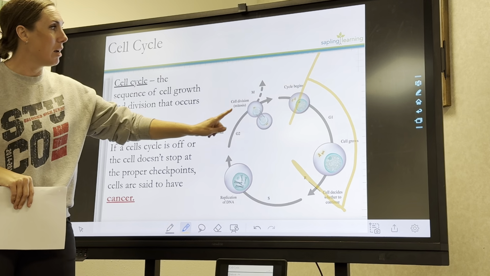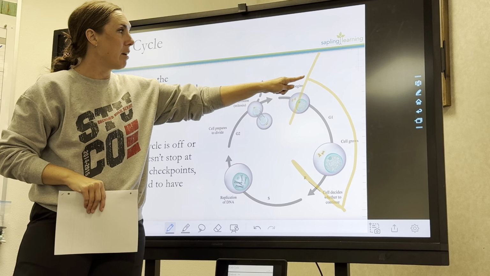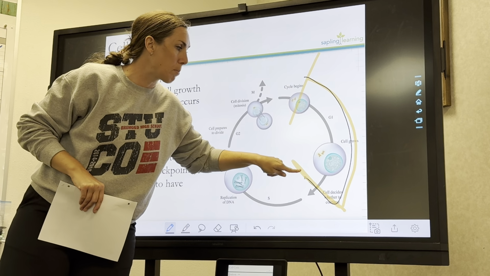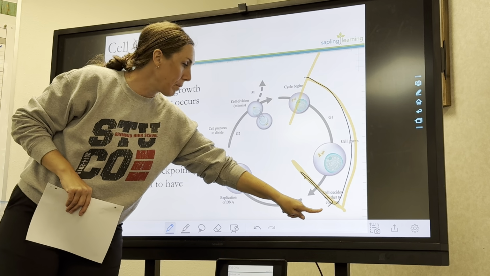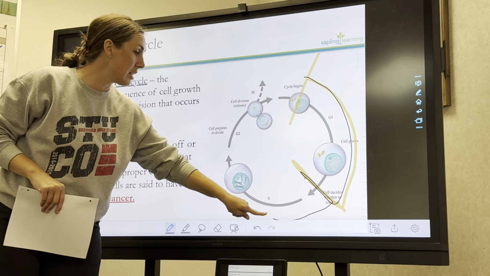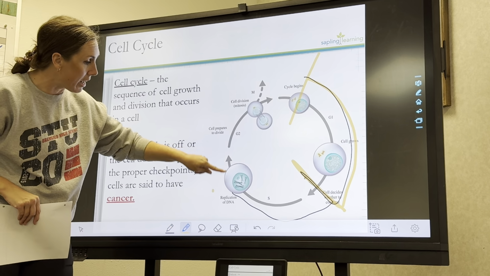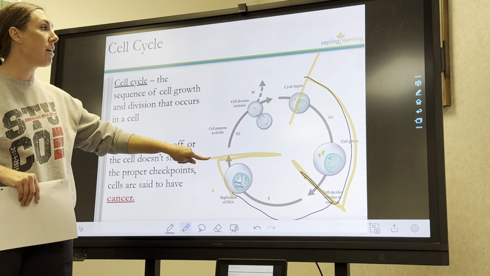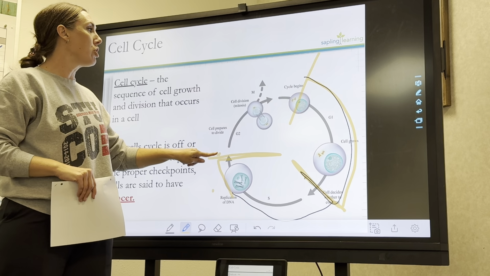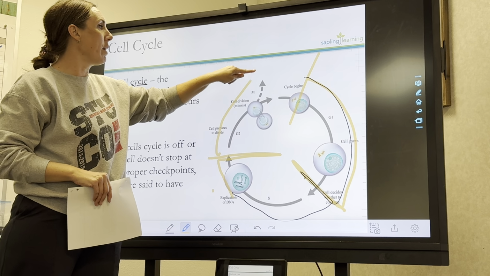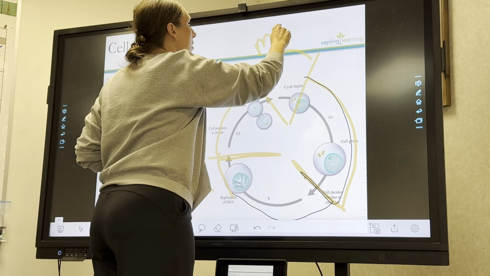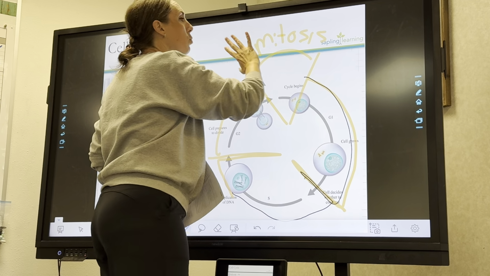So ready? Let's start from the beginning again. Grow, checkpoint. Did I grow? Yes. Replicate or synthesize DNA, checkpoint. Did I synthesize enough? Yes. Finish, grow, growing. And this little part here is called mitosis. This is where they divide.